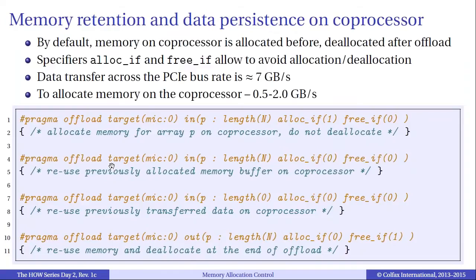When you do data marshalling, you have some control that allows you to improve performance in certain situations. This control comes in the form of specifiers alloc_if and free_if, and they allow you to have memory buffer retention and to have persistent data on coprocessors.